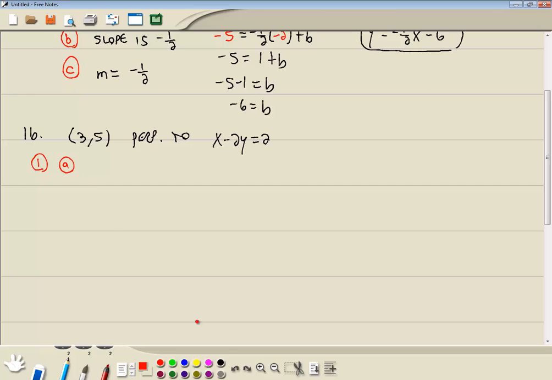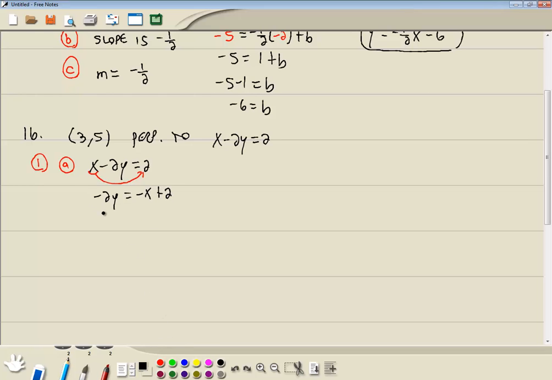Our first substep within that says to write the given line in slope-intercept form. So we've got x minus 2y is equal to 2. Now slope-intercept form means you get y by itself, and it doesn't matter which side you take things to. I'm just going to take the x and move it to the right side. So we've got negative 2y is equal to negative x plus 2.